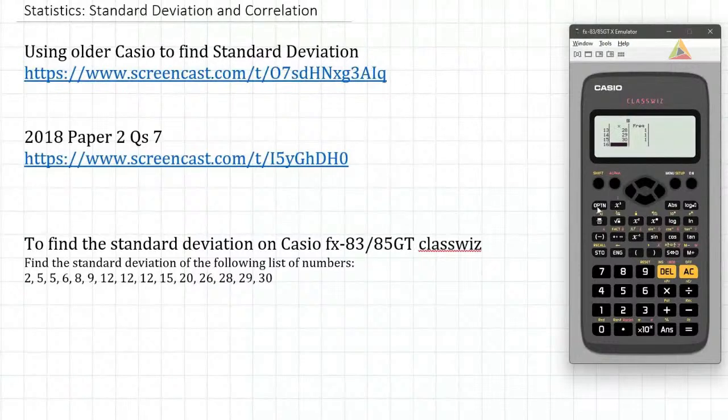So I press this button here, OPTN. And I see what do I want it to do. I want it to do these one variable calculations, so I'm going to press number 3 and I get this table showing up here with lots of information. The first thing I see at the top here is X with the bar on top of it, or the line on top of it. And in last week's lesson, we mentioned that this symbol here meant the mean. And we actually calculated the mean of this list of numbers.